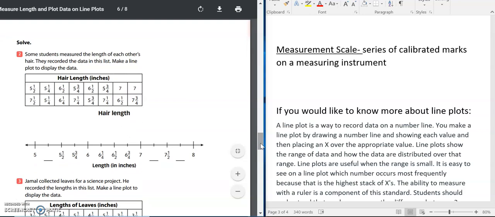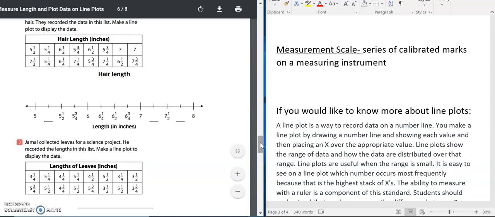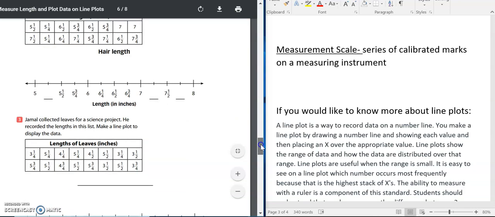Okay, we should be ready for number 2. Some students measured the length of each other's hair. They recorded the data in the list. Make a line plot to display the data. So hair length is what they're recording. Here are all the different inches of the hair length, starting at 5.5, and it seems like it could be going all the way up to 8 inches according to the number line. So we'll see. Place your X's above. Everyone should have their scratch paper and should be doing this, following along. Pause your video. Go ahead and knock that out.